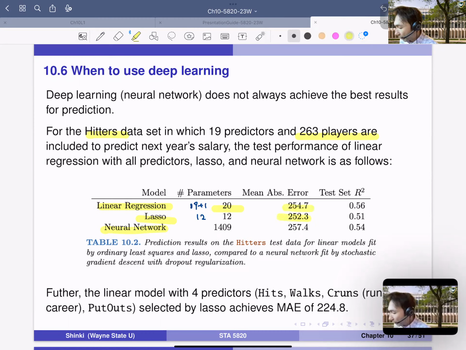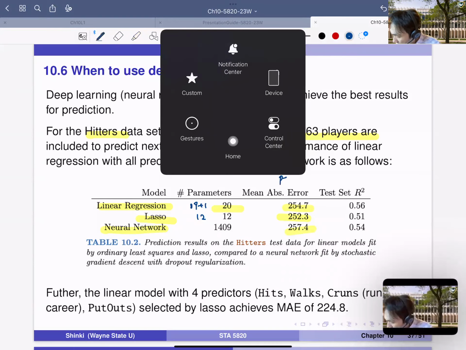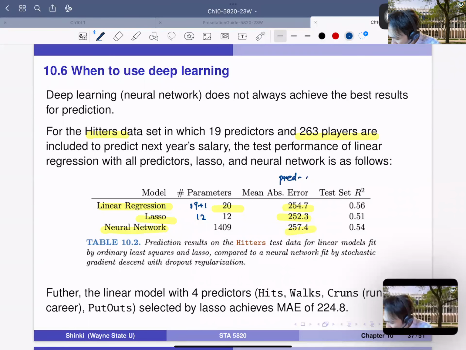The mean absolute error for predicting salary is 254, maybe $1,000, for linear regression, and 252.3 for lasso. So it's slightly smaller. But the neural network actually gets worse. Mean absolute error is the actual minus predicted. Maybe predicted minus actual is a better way to put it. But anyway, we take the absolute value. So predicted minus actual, and take absolute value, then take summation over all observations.